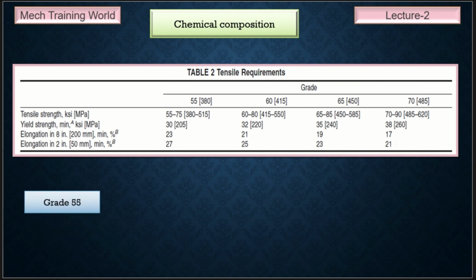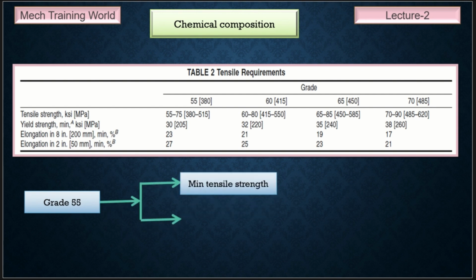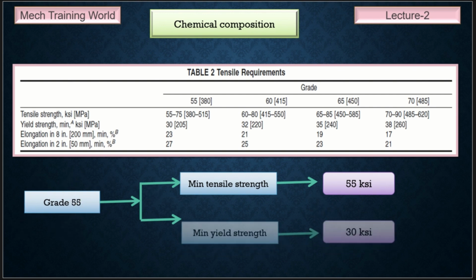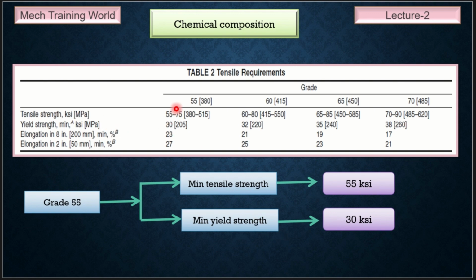If you see grade 55, what does it mean? The strength of a carbon steel grade is named after the tensile strength. For example, if you say SA-516 grade 55, the minimum tensile strength of the grade 55 material is 55 KSI. According to the tensile strength of your material, the grade name is defined. And the minimum yield strength is 30 KSI. You will see here for grade 55, the minimum tensile strength is 55 and the minimum yield strength is 30 KSI. I hope you understand how this grade name is given.